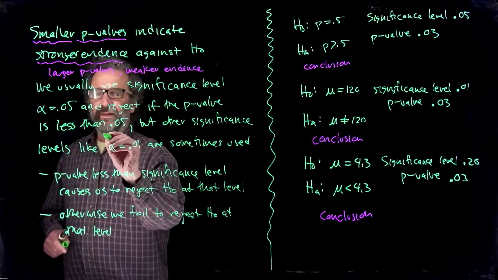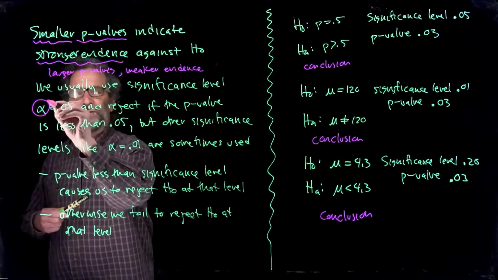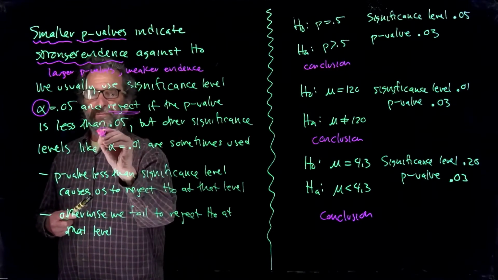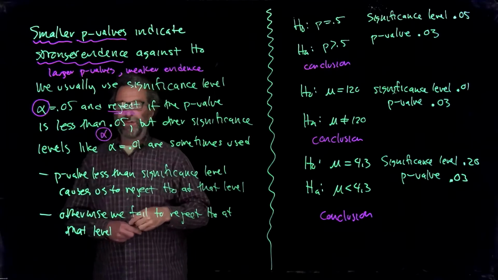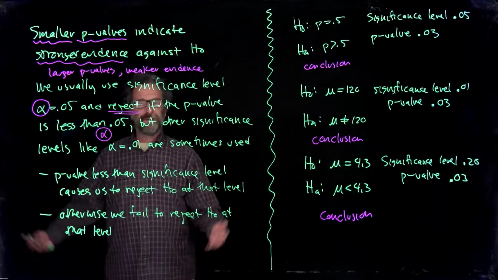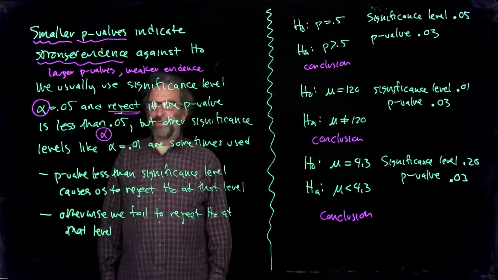So typically for any alpha that you might choose, we're going to reject if the p-value is less than alpha. So no matter what you'd use for a significance level, which is stated in advance, use significance level 0.05. What are the conclusions of the test? Well, you compute the p-value, you compare it to 0.05.